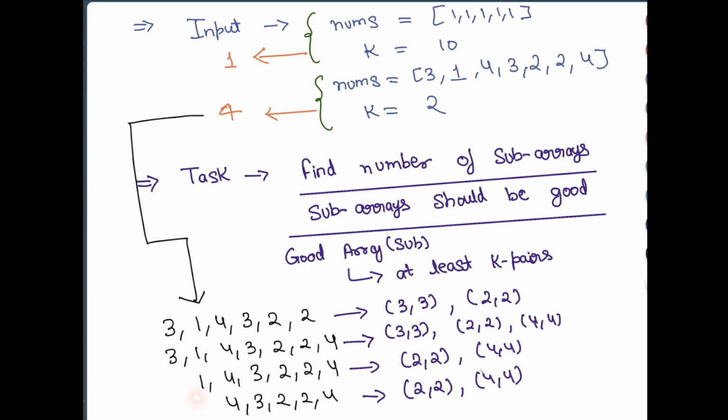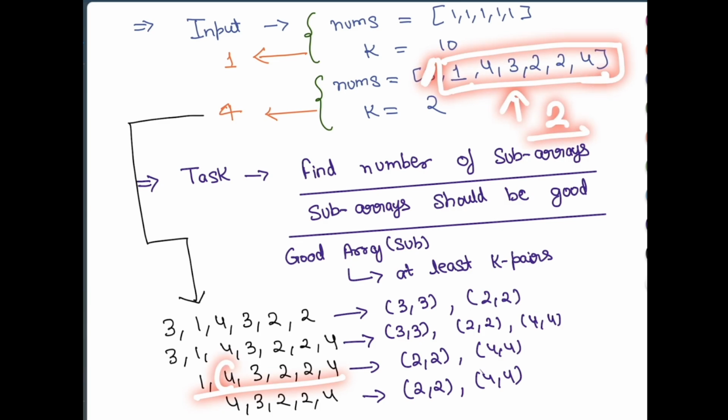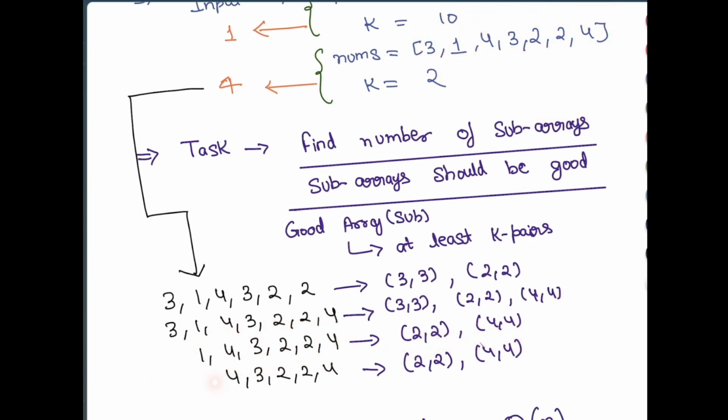There is another subarray which I can form, this one. Remove this 3. These elements can also be a subarray, and this subarray also has at least 2 pairs. You have 4 comma 4 and you have 2 comma 2. So 1 and 2, 2 pairs, right? So this is also a valid subarray. And you have another subarray. You remove this 1 and 3 as well, right? So out of your elements, don't include 1 and 3.